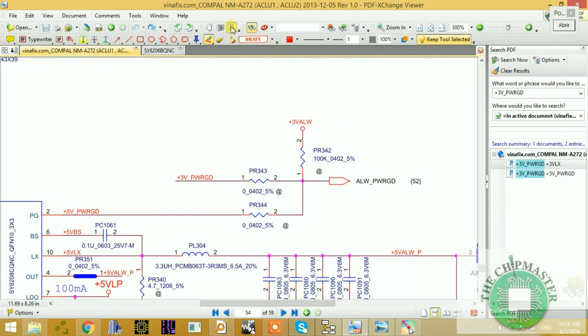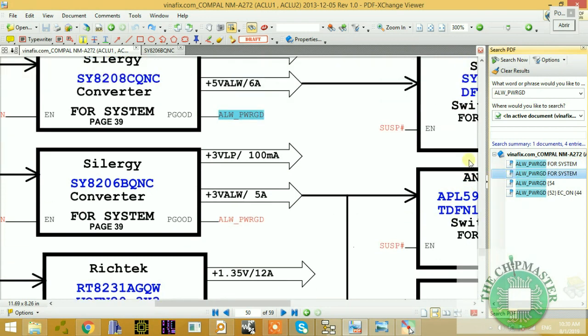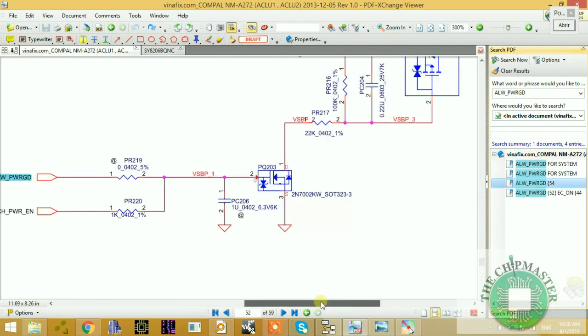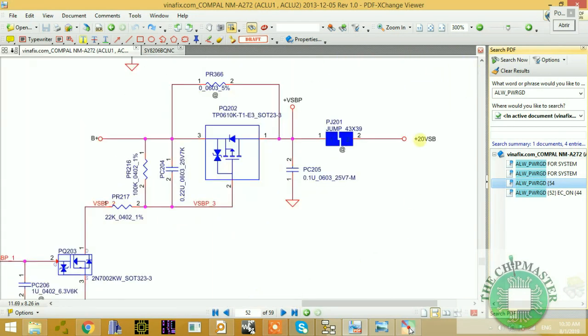Alright, this is always power good. Let's copy this signal and see where it's going. Alright, and it's coming from this chip for the system. And let's go to the next one. Okay, both 5 and 3 volt are releasing a power good signal, and it is being renamed to all power good. And here it is, and it is going to turn on the plus 20 volts.